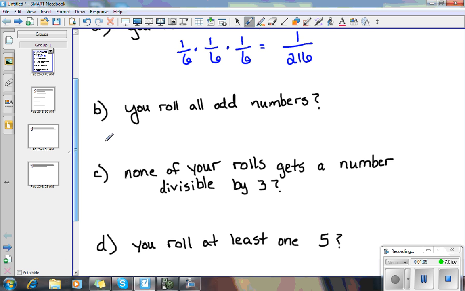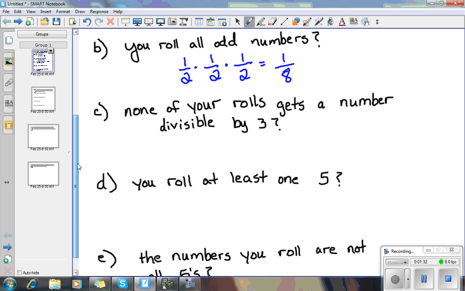Okay, next one, you roll all odd numbers. Again, the dice are independent, so the probability of rolling an odd number the first time would be 3 out of 6, because there's 3 odd numbers, or that reduces to 1/2, times on the second roll, also 1/2, times on the third roll, also 1/2. So we multiply those together because they're independent events, and we get 1 out of 8.